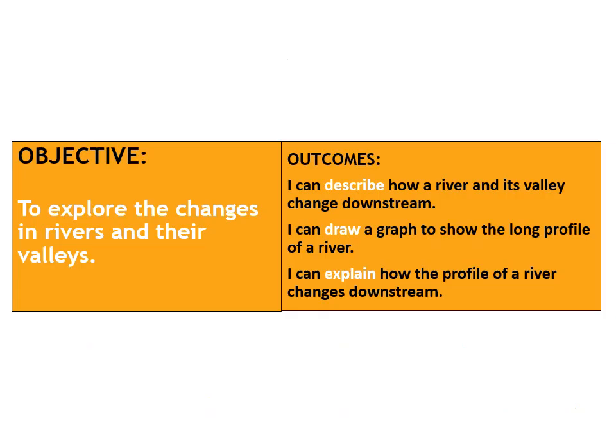Looking at our objectives for this week, we're going to have a look at rivers and their changes, and how they change downstream. We're going to look at river valleys, and at graphs that show the long profile of a river, which just means the course of a river, its journey from start to finish. And we're going to explain those changes and see if we can put it into our own words.